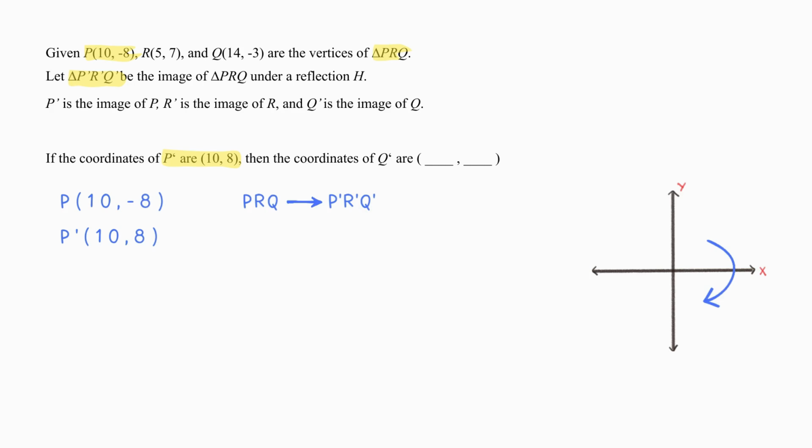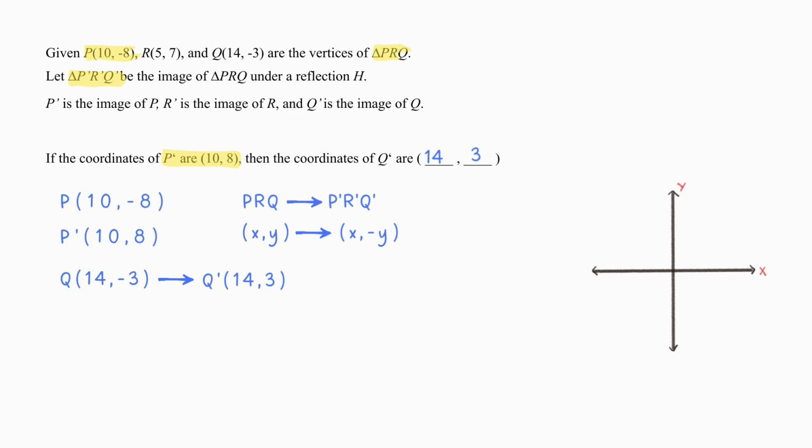Since the entire triangle is reflected the same way, the rule we found for P must also apply to Q. This means we keep the x the same and just flip the sign of the y. Now let's look at the original coordinates for Q, 14, -3. Applying the rule, keep x the same, the 14 stays 14. Flip the sign of y, so -3 becomes a positive 3. So the coordinates of Q' are 14, 3.